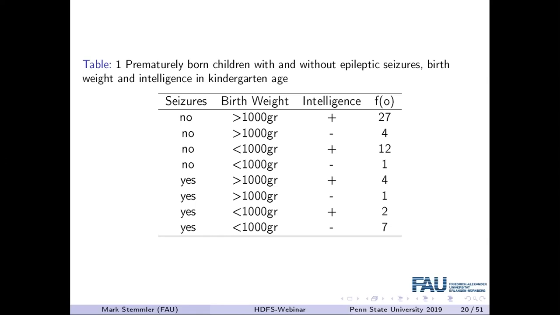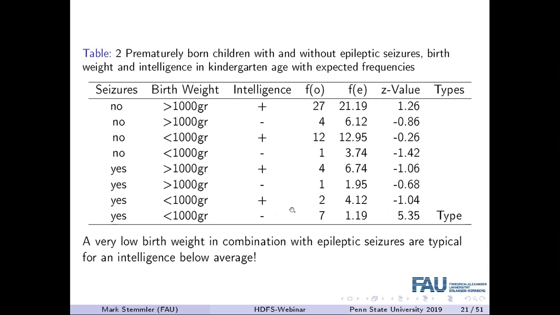On the next page, you can see that we actually have one type. We have more observed than expected, and here we have the C value, and it's highly significant. That means that this is a typical configuration. And have a look at this configuration.